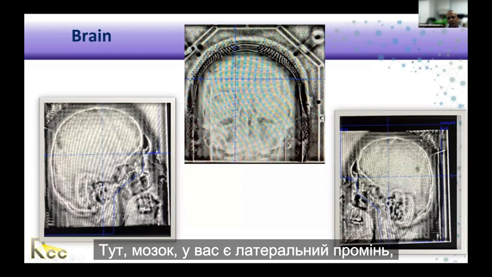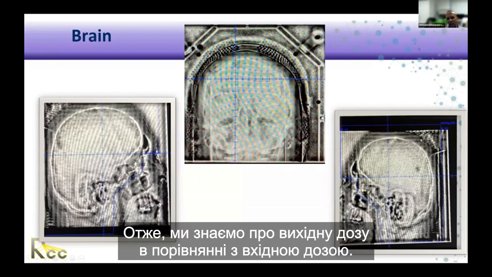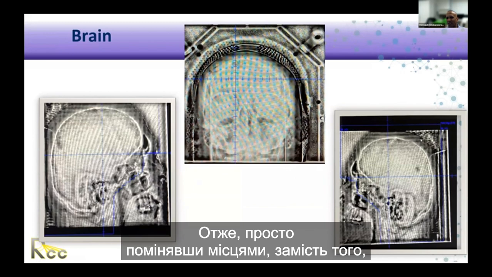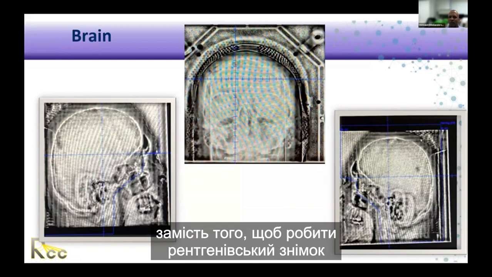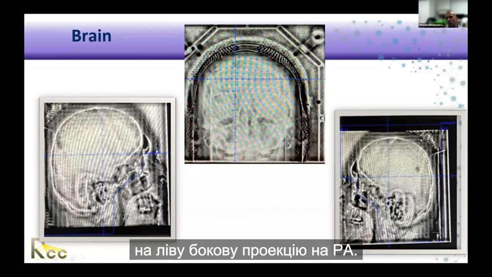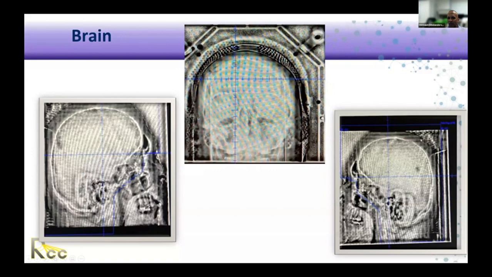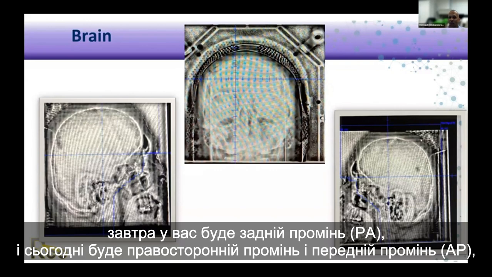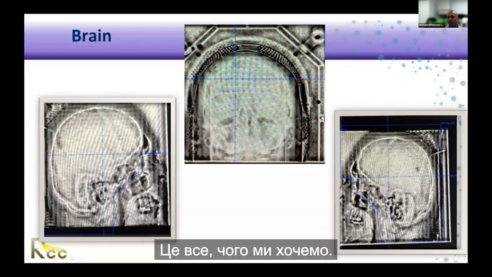Here, brain. You have lateral, and you have AP. So we know about the exit dose versus entry dose. The exit dose is probably about 12% of the entry dose. So by just swapping, instead of taking the X-ray every day, right lateral and AP, if you have a daily KV for the brain, let's swap it to left lateral and PA. So we don't have that entry dose going in every day, especially to the eyes. We can reduce a lot of dose on the eye by just swapping them. Let's say if you have AP/PA, talk to a doctor. Today you're going to get right lateral and AP, tomorrow left lateral and PA, then swap them. All the doctor wants to see is the alignment. That's all we want that for.